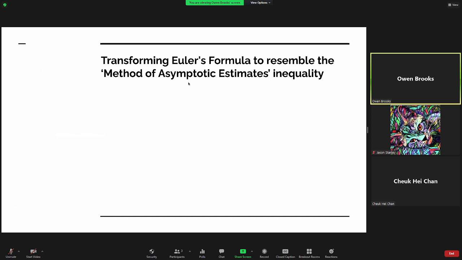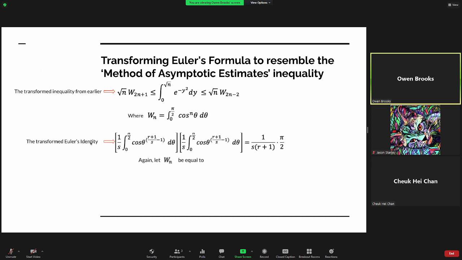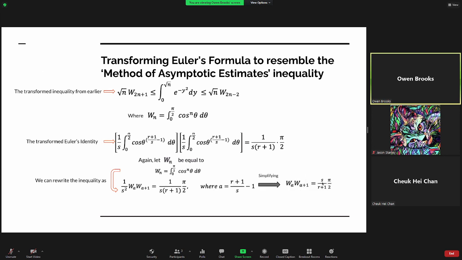Okay, so now we're going to bring those 2 transformed versions together and show where this Euler's formula comes from. So this was the Wallis or asymptotic estimates inequality. And we had that, remember, we created that variable here. And now we're going to do the exact same thing for this transformed Euler's identity. So we let Wn be equal to this, and we rewrite it. And we also have this constraint now as well. And if we simplify it, we end up with this.